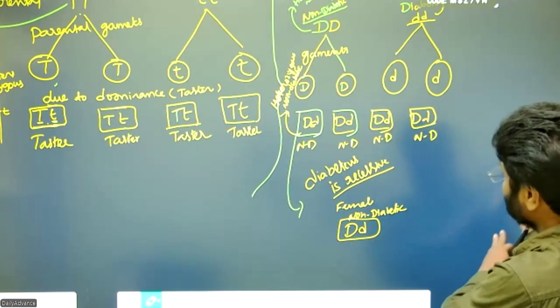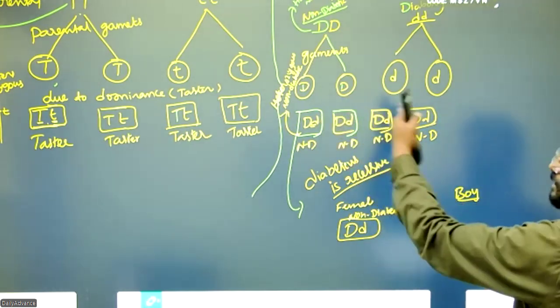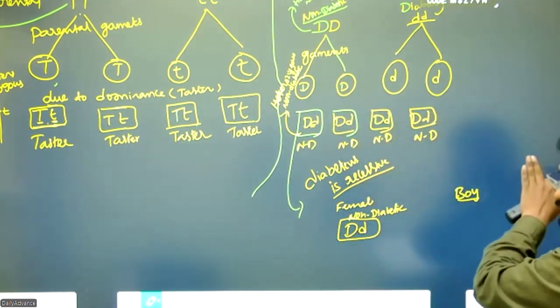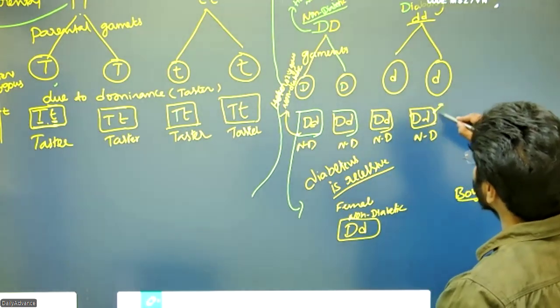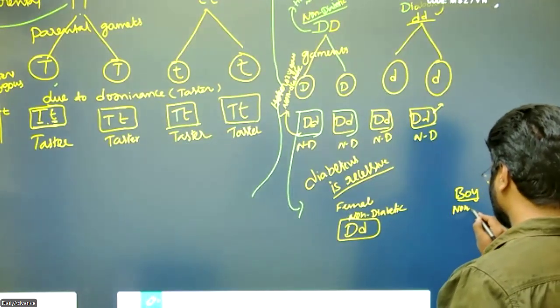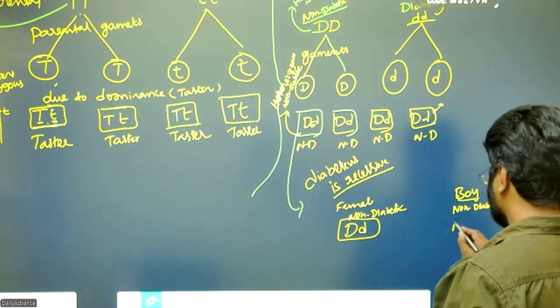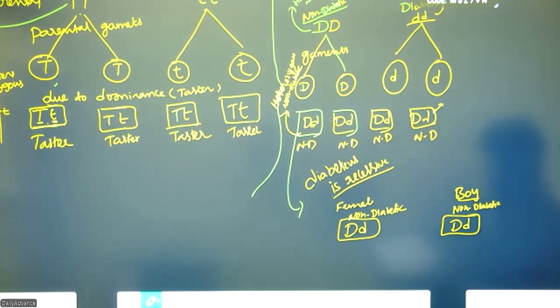From another family, a boy. Because these are all siblings, they cannot marry among themselves. So we can take the same kind of family, another one, in which we choose a heterozygous non-diabetic. The boy is non-diabetic, with the character of heterozygous non-diabetic. So capital D, small d.